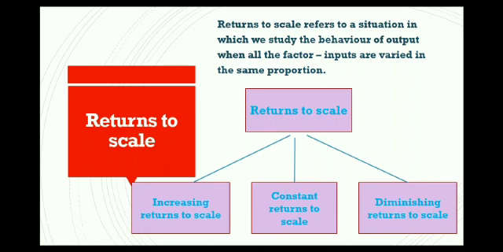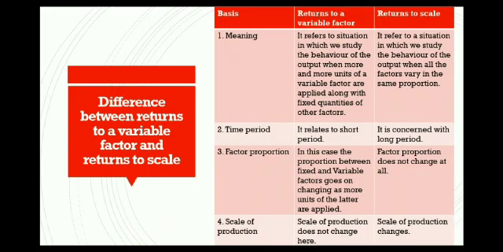Diminishing returns to scale. Diminishing returns to scale occurs when a given percentage increase in all factor inputs causes a proportionately lesser increase in output. For example, if a 20% increase in all factor inputs causes, say, only a 5% increase in output, it represents diminishing returns to scale.